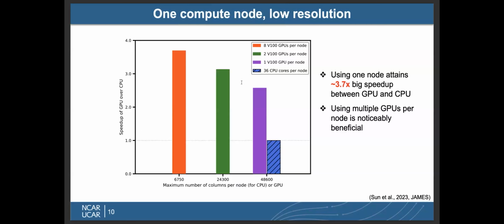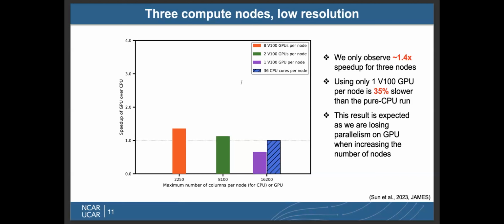Here's the result for the 1 compute node at low resolution. The blue bar shows the CPU result, and the other 3 color bars show the GPU ones. The y-axis shows the speedup numbers, so the higher, the better. So when we only use 1 compute node, we can attain about 3.7 times speedup between GPU and CPU when we use 8 GPUs per node. And we can see that using multiple GPUs per node is noticeably beneficial when we compare 8 GPUs to the 1 GPU results here.